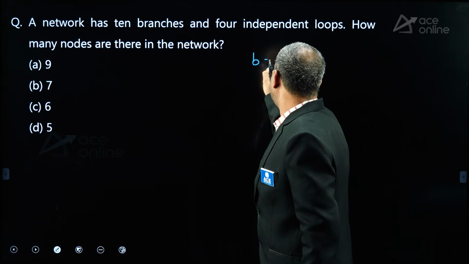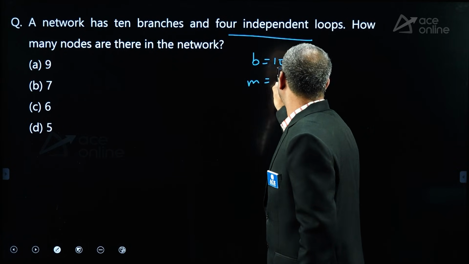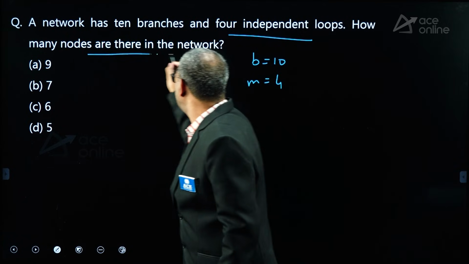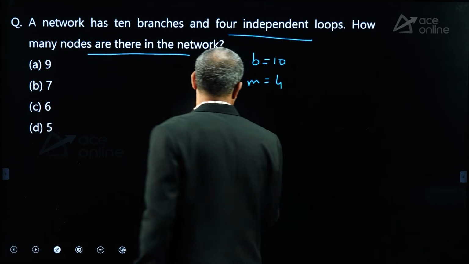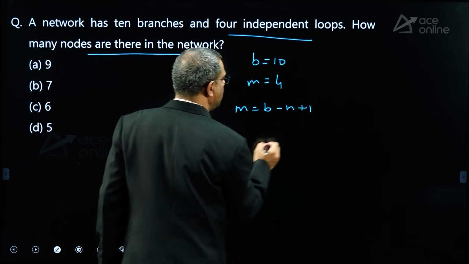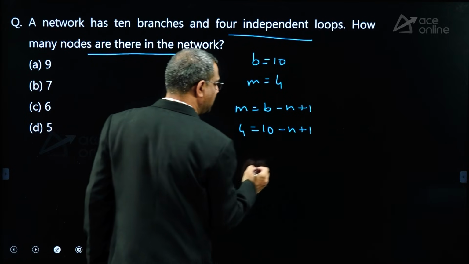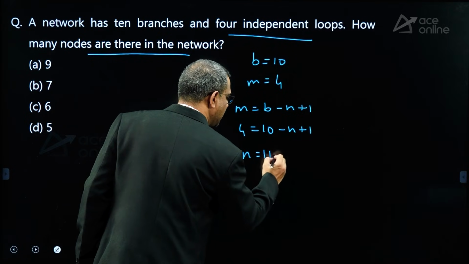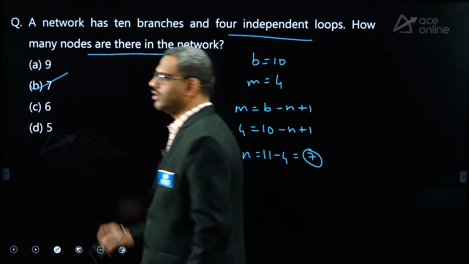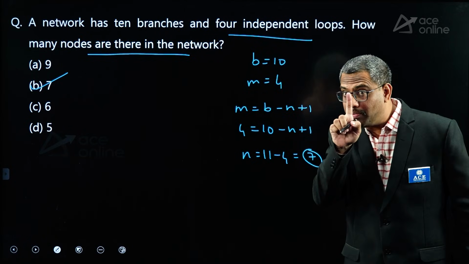Then a network has 10 branches, and it has 4 independent loops. Of course, independent loops are meshes. Then how many nodes are there in the network? We know meshes equal branches minus nodes plus 1. Meshes are 4, branches are 10, so nodes is asked. Nodes is 11 minus 4, 7. So nodes are 7, option B. Simple, na sir. Meshes equal branches minus nodes plus 1, but these independent loops are called meshes.